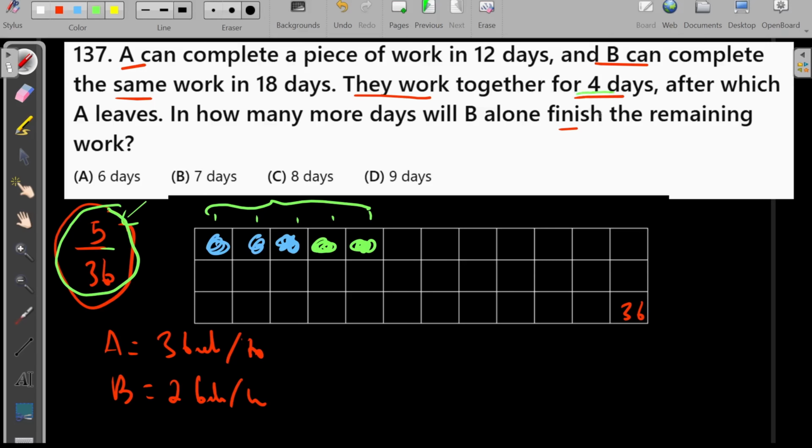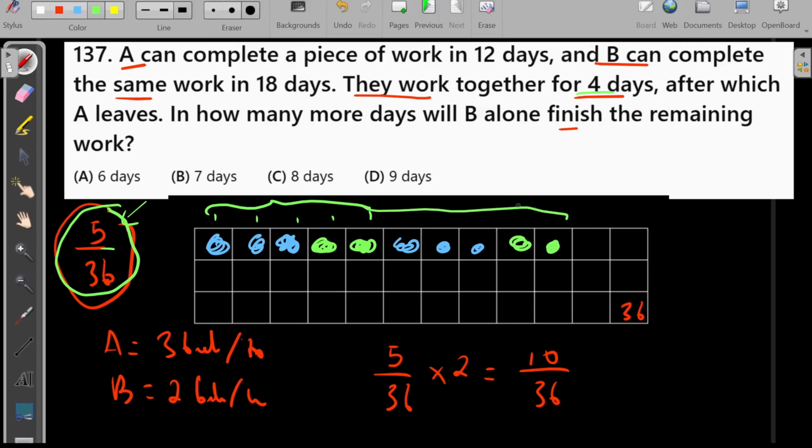Now, if A and B were to work together for 4 days, we need to find the fraction. So let's do that. So we know that in 1 day, you can do 5 blocks of work per day. But what about the second day? Second day will be 10. 5 times 2 would be 10 blocks of work out of the total. So I can color that out. So 1, 2, 3, so that'll be 5, 6, 7, 8, 9, 10. So this would equal 10 blocks of work. This is the second day.